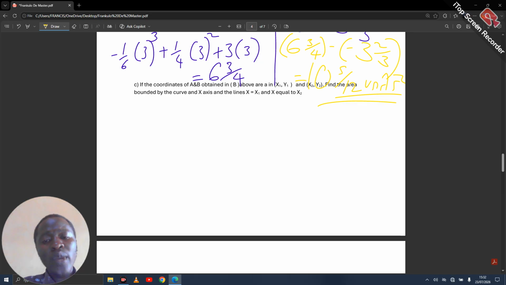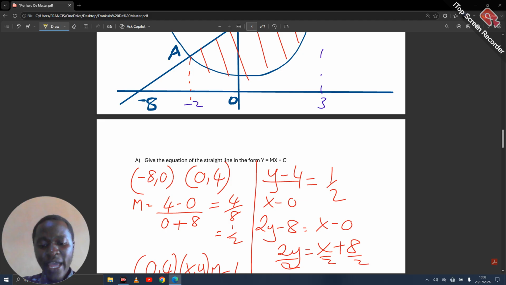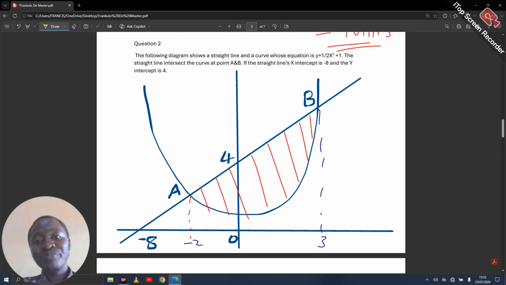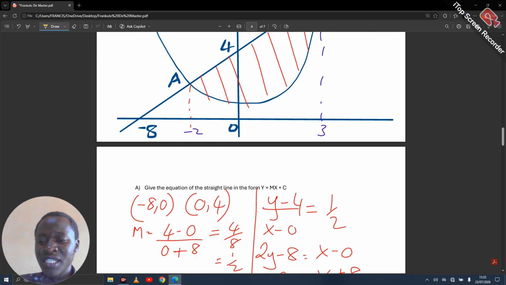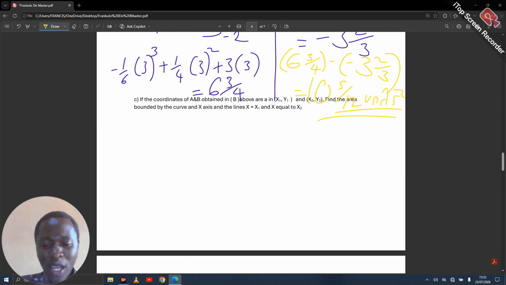where x equal to x1 and x equal to x2, we are integrating. That means the examiner wants us to get the area of the curve. Just simple like that. Something simple. An examiner wants to confuse you, so make sure you don't accept easy defeat from the examiner's side. So make sure you are also bold.